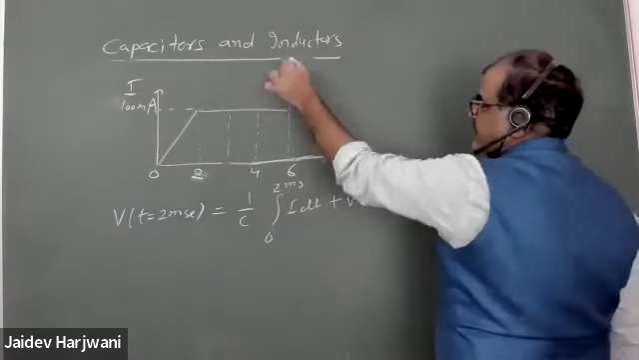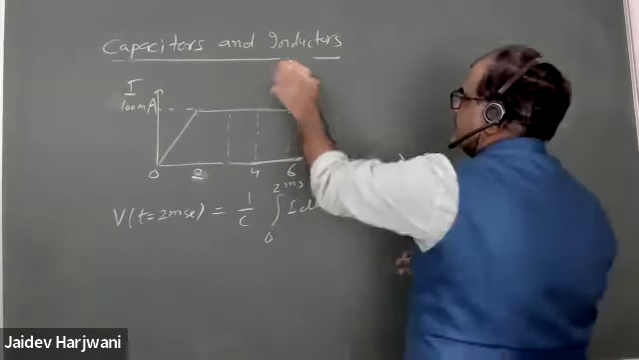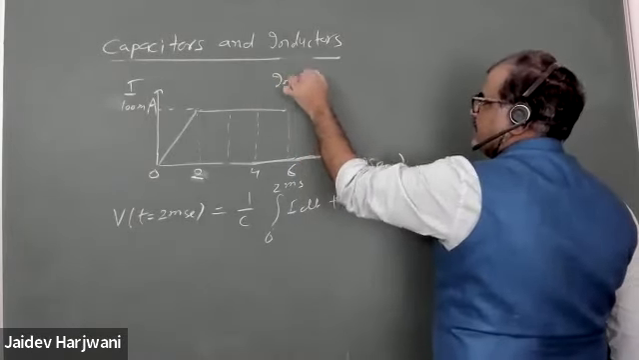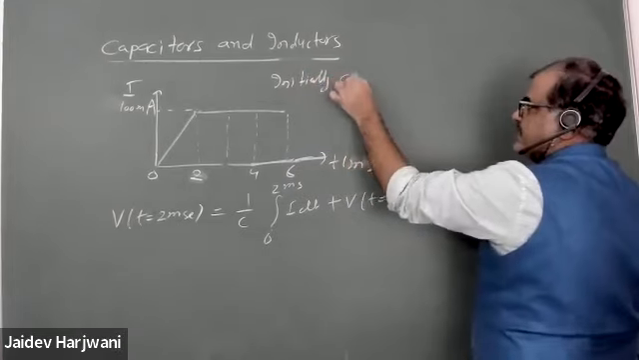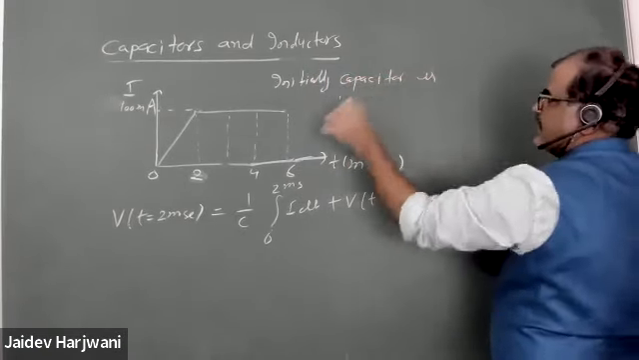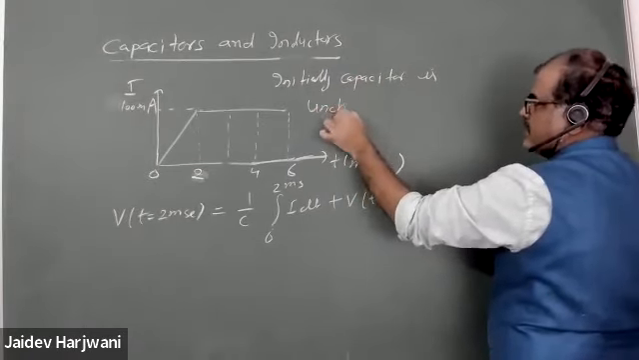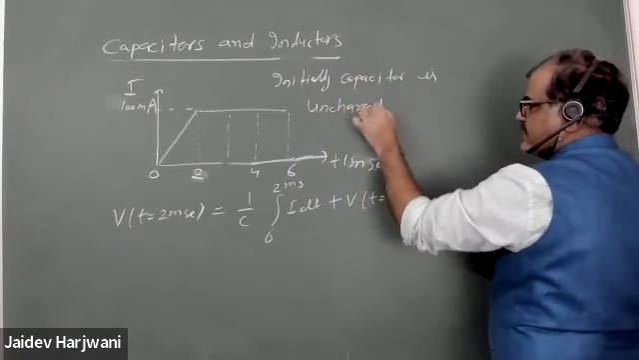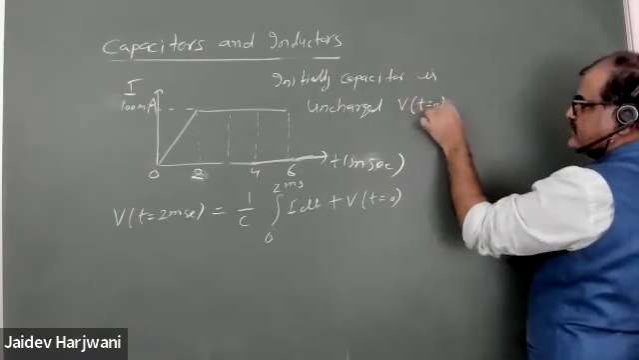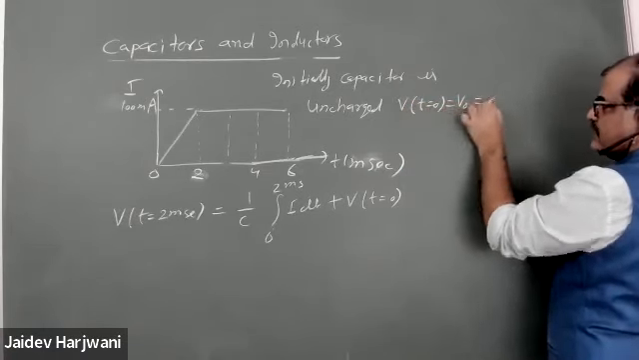So they say initially the capacitor is uncharged. So initially the capacitor is uncharged, that I can take V at t equals 0, that is V naught, equals 0.